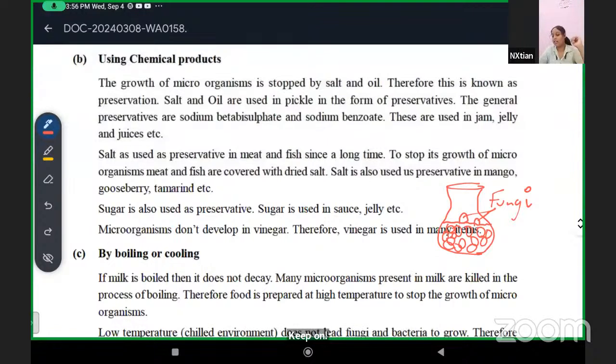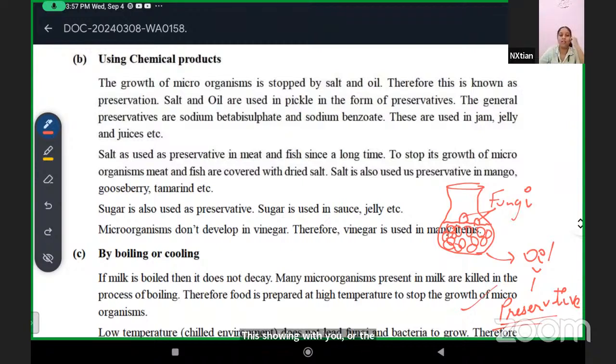Okay. So, why does this happen? Because oil is working for the pickle. Oil is working as a preservative. For this pickle, the oil in it will work as a preservative so that the pickle doesn't get destroyed or rot.